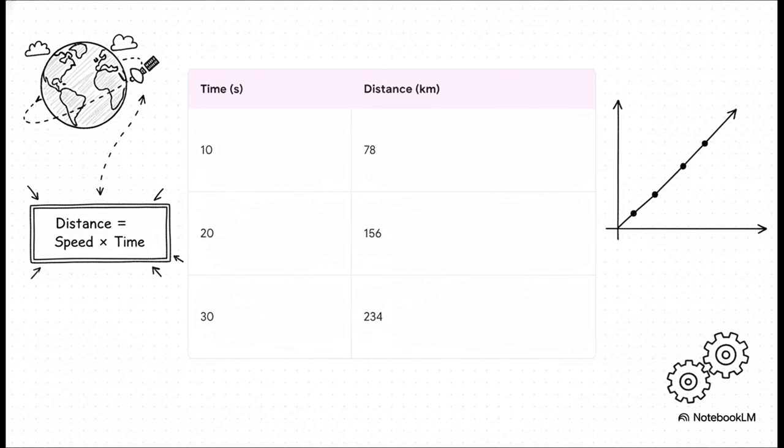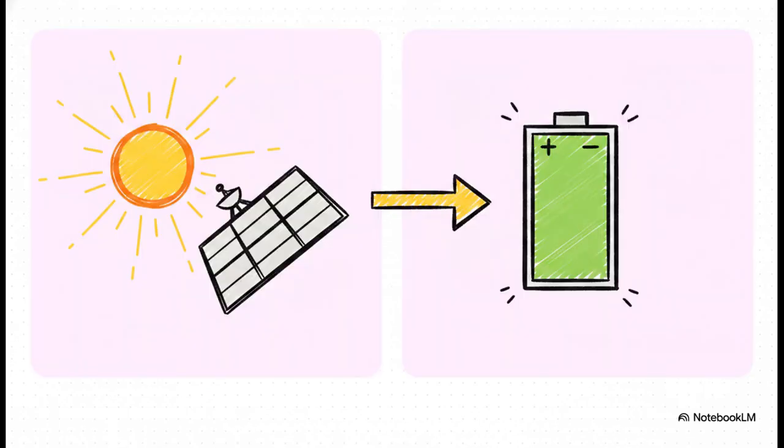So whether we're looking at 10, 20, or 30 seconds, simply by knowing the time, which is our input, we can calculate the exact, precise distance it traveled. The satellite's position is, fundamentally, just a function of time. Let's look at another epic space example.